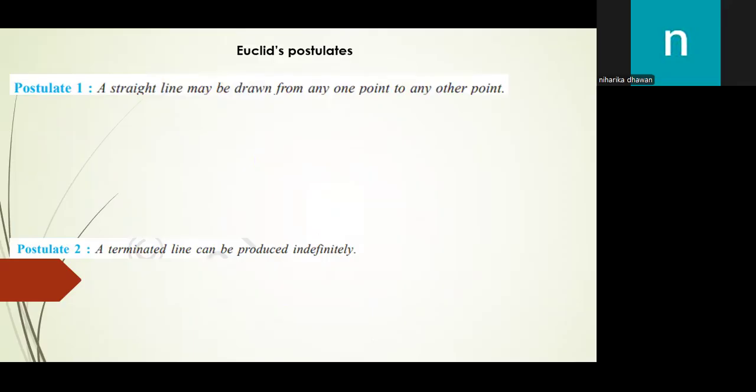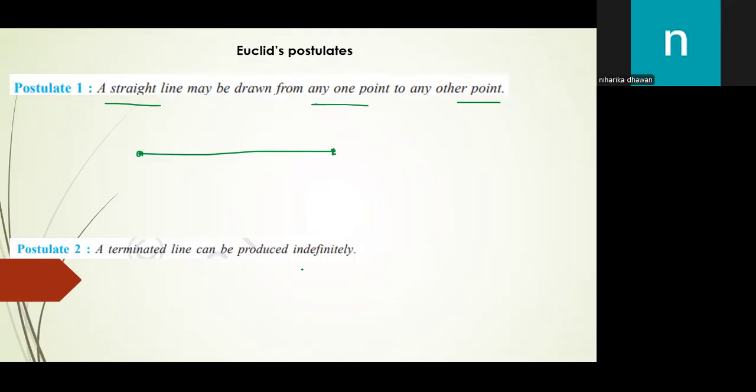Now look at the Euclid postulates. Let's look at the first one. A straight line may be drawn from any one point to any other point. Like if I'm taking this point, a straight line may be drawn from any one point. If I'm drawing a straight line from this point, then it can be drawn to any other point, like this point. It means we can draw a straight line by taking any point to any other point.